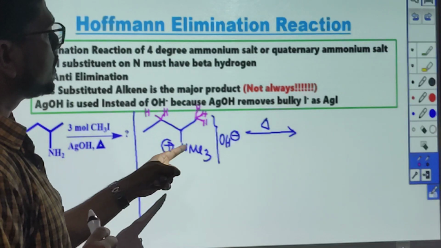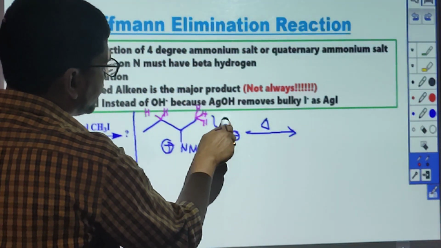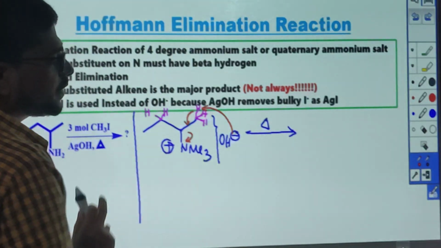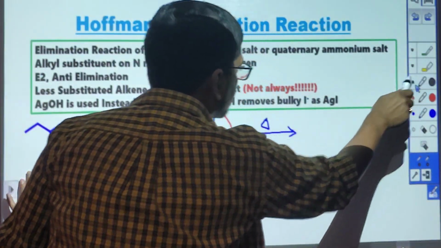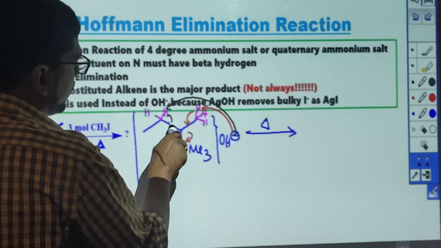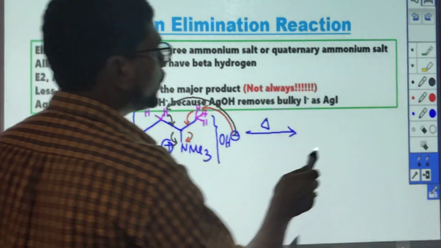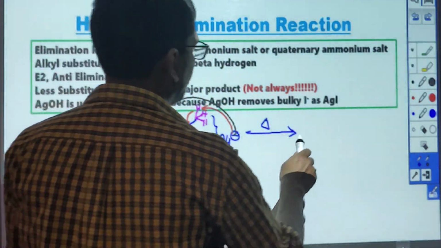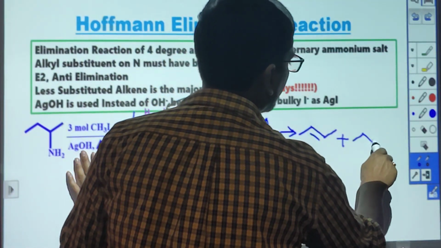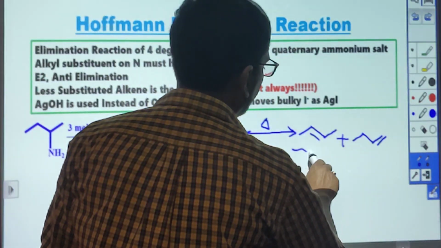So what will happen? This OH minus could either grab the proton here and a double bond forms here, with Me3N leaving, or else there is one more path: proton grab from here, double bond forms here, and Me3N will be here. So we will get 2 types of alkene. Let me write that. This is one alkene and this is another alkene. This is the more substituted alkene.